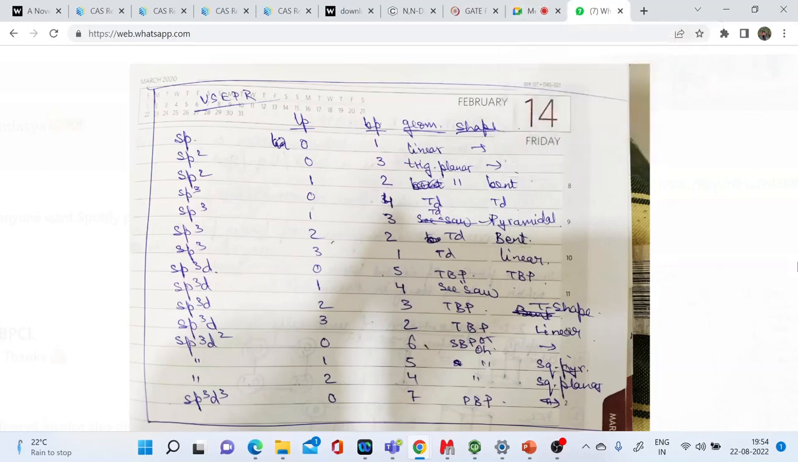Ma'am, when will the shape be pentagonal? See, in this case, sp3d3, PBP means pentagonal bipyramidal, and the shape will be the same. So for sp3d3, when we have seven bond pairs and zero lone pairs, we get the geometry of the compound as pentagonal bipyramidal. The shape will also be pentagonal bipyramidal only.